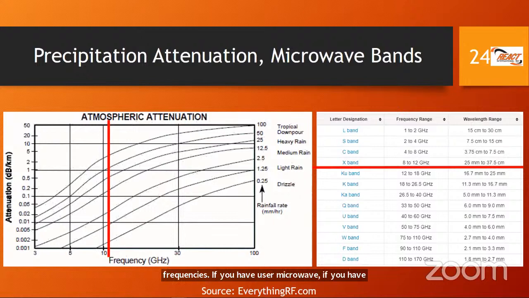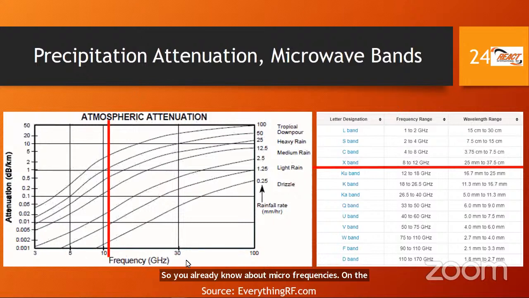So we say that microwave could be considered anything above 1 gigahertz, right? 1 gigahertz and above could be considered microwave frequencies, right? Just loosely. So you already know about microwave frequencies.